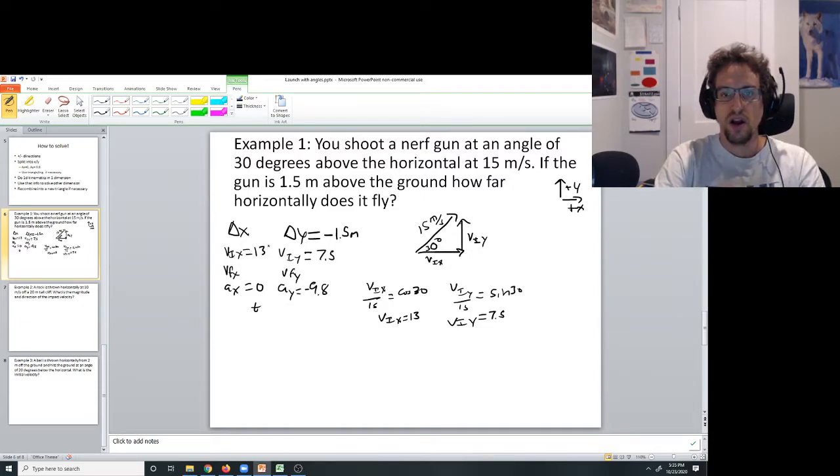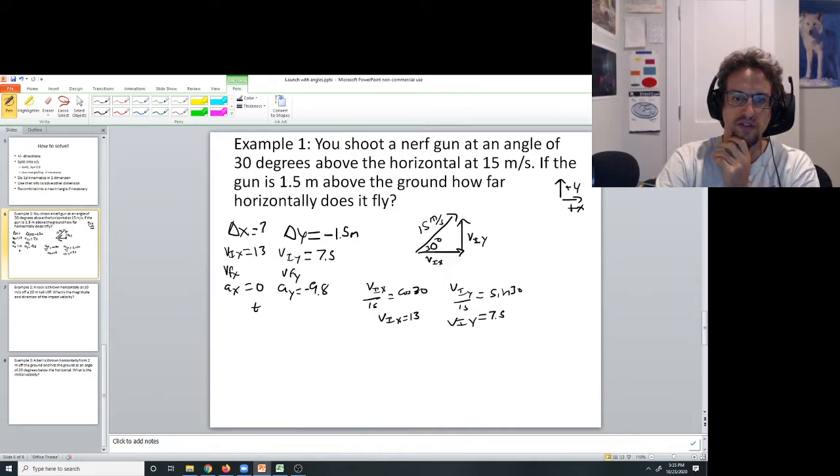Okay. All right. I want to find how far horizontally does it fly, right? I guess I should have said that we're trying to find this value here. Notice I do not have enough x values. I only have 2 known x values to find the change in x. So I'm going to have to find time with my y values. And the good news is I have 3 of them there.